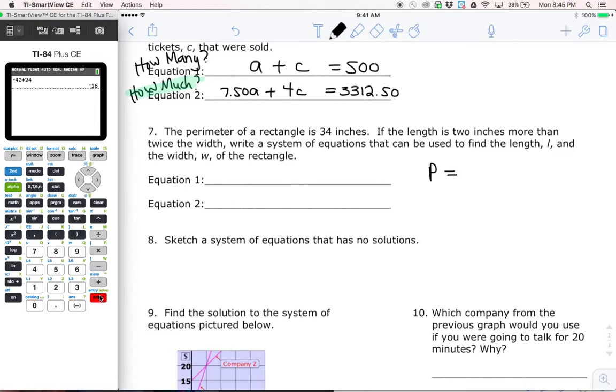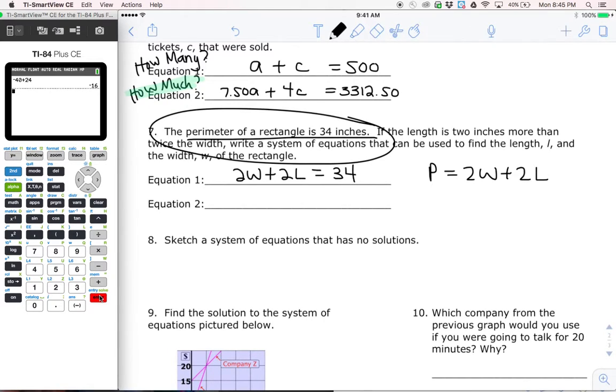The perimeter of a rectangle is 2w plus 2l. You definitely should know this. So if it tells us the perimeter is 34 inches, we have an equation right there. 2w plus 2l equals 34. Okay? Now remember, you don't see the 2w plus 2l. You're the one who has to come up with that on the retest.